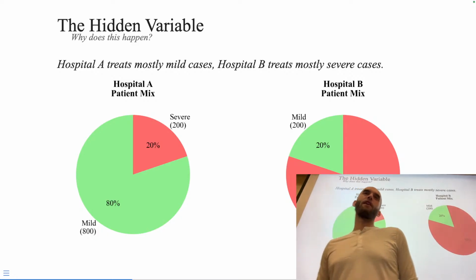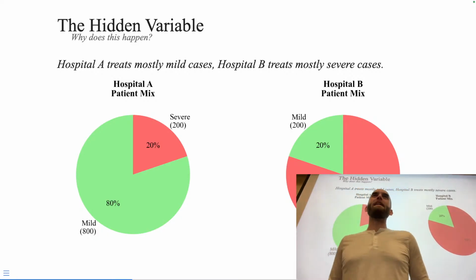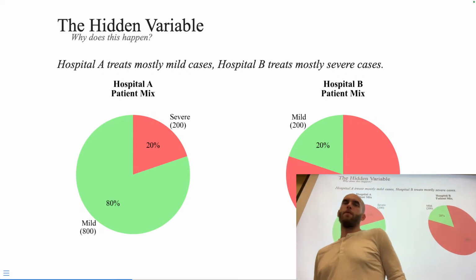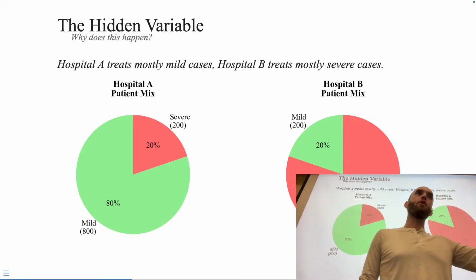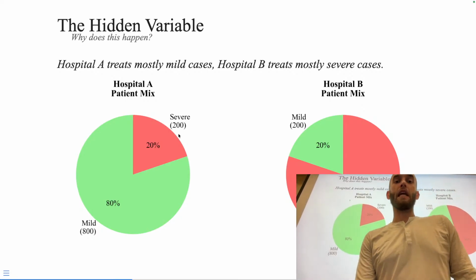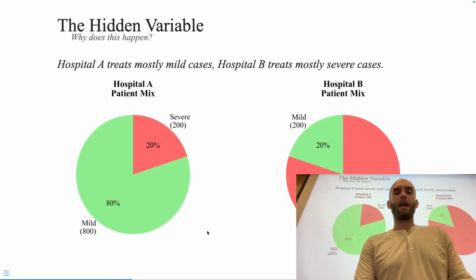So this is just a picture. I told you to basically never use pie charts. This is one of those cases where I think a pie chart is appropriate. We're looking at percentages. At Hospital A, 80% of their cases are mild and 20% are severe. And if mild cases have a higher survival rate, then that can skew the average survival rate at Hospital A. Hospital B could look worse simply because they have more severe cases.